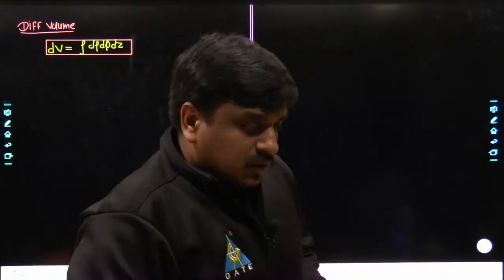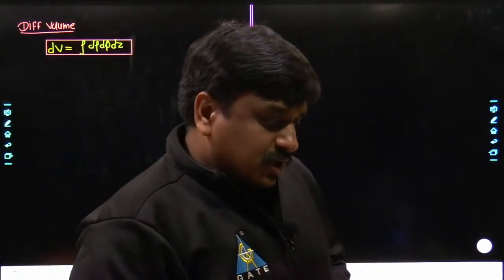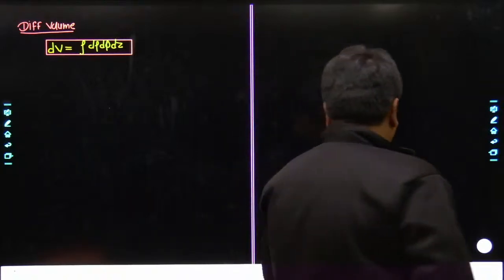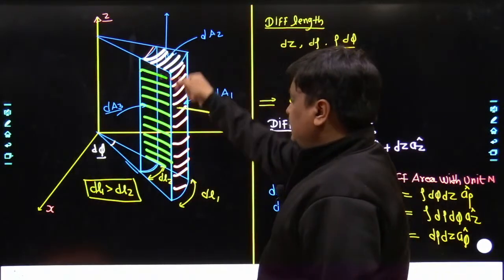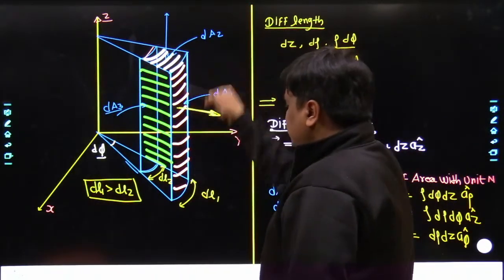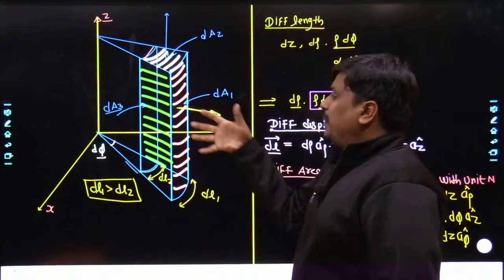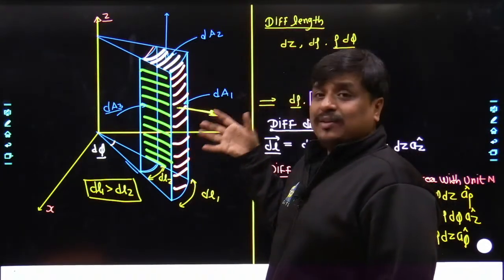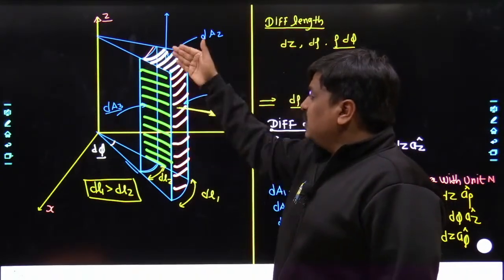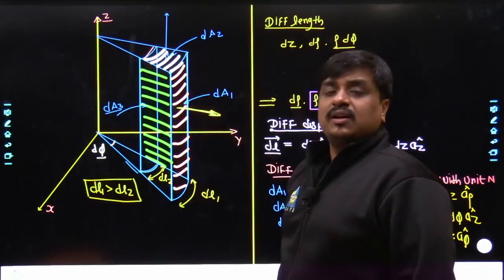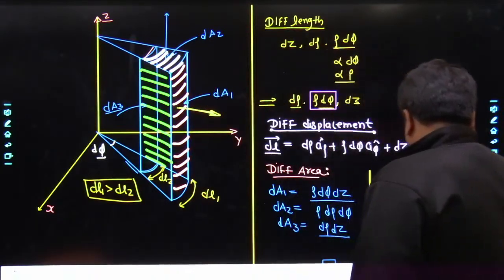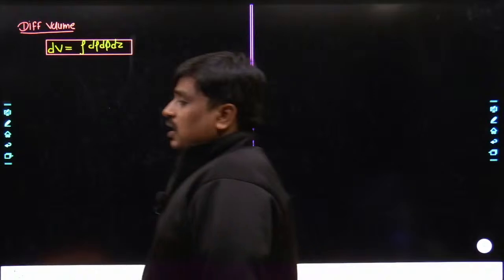Sir, is there any change in dz? Yes, which we have already seen. There was already a change in z. This was dz, this was dz, this was dz, this was dz. So the four pillars on which the complete cuboid has been installed are nothing but the differential length in the direction of z, which we simply call dz.